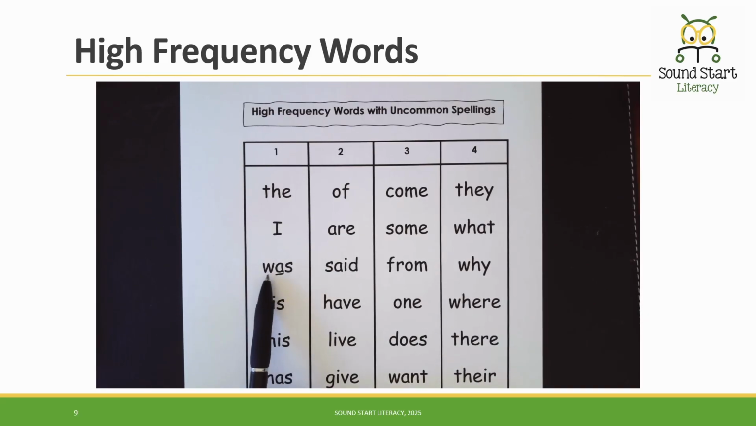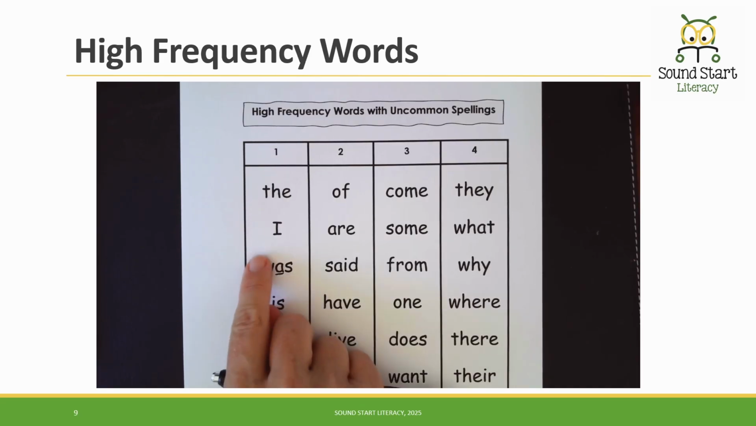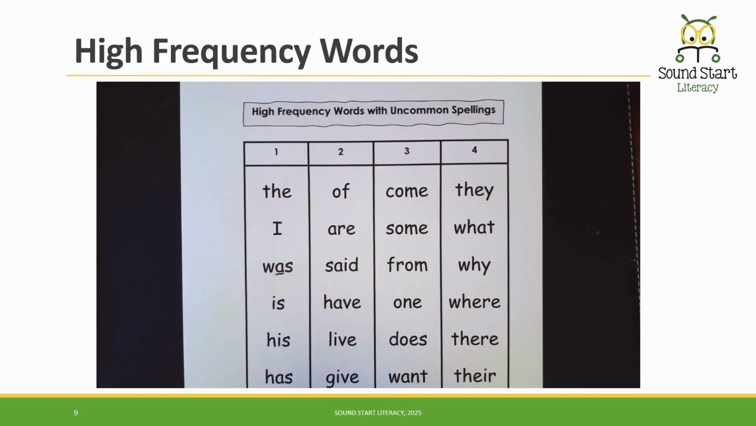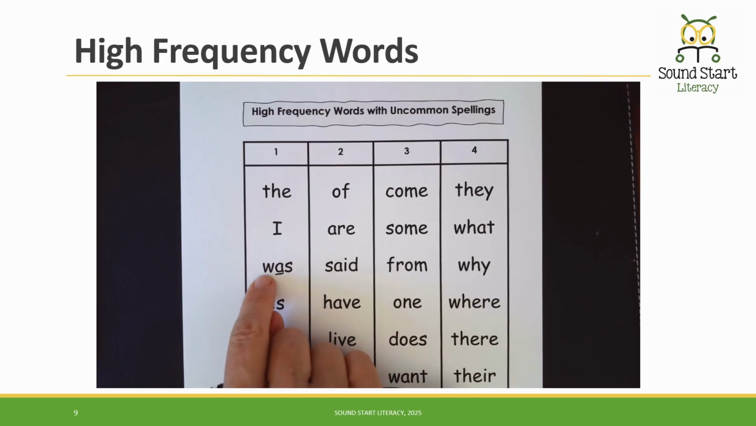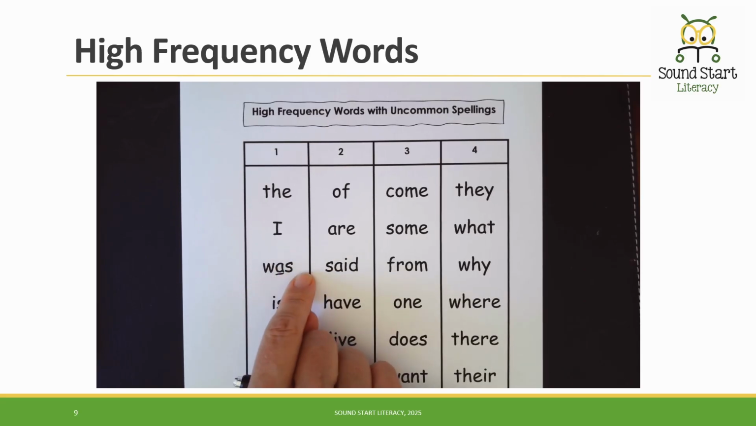Then we're going to ask the child to take the index finger, trace and say the sounds 3 times. Was. Was. Was. Then we're going to ask the child to trace and spell. W-A-S, was. W-A-S, was. W-A-S, was.